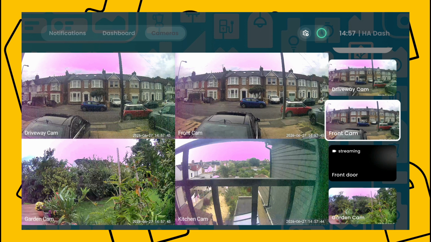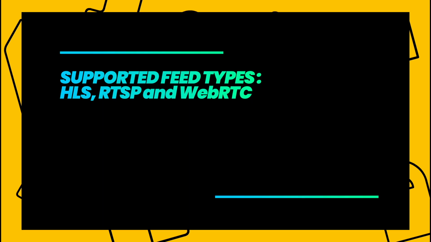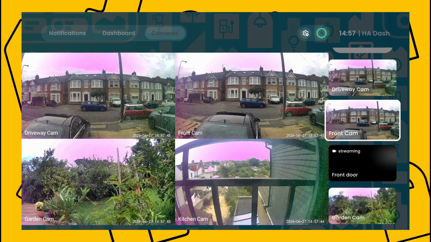Before we continue, it's worth talking briefly about how these camera streams are being delivered. By default, Home Assistant exposes camera streams using HLS, or HTTP Live Streaming. HLS works well because it is supported by Home Assistant out of the box and doesn't require any additional configuration. However, there are two limitations you'll sometimes encounter. The first is latency. The HLS streams come from Home Assistant, which can introduce several seconds of delay compared to real-time video.